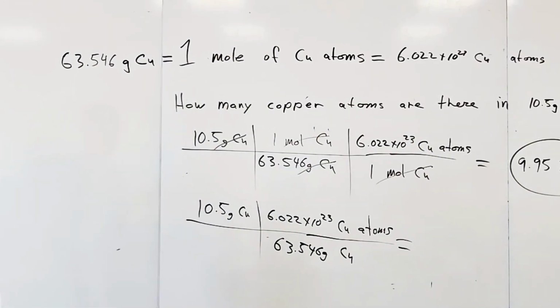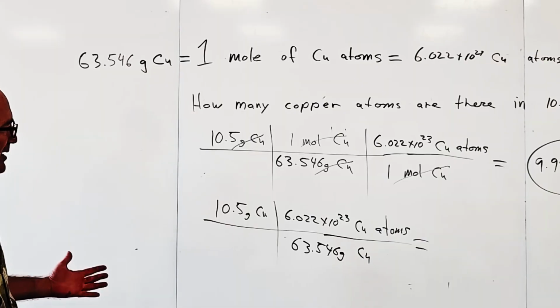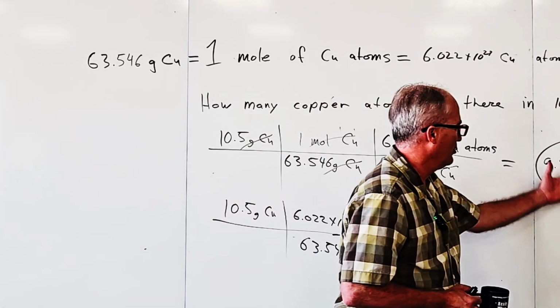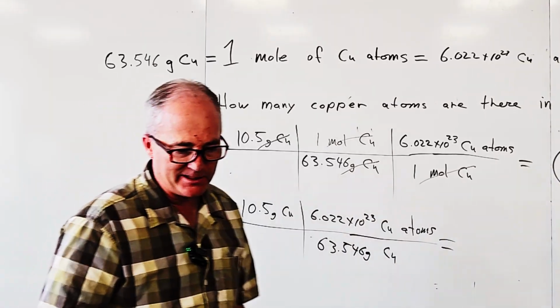Same thing here, maybe one less step. So 10.5 divided by 63.546 multiplied by 6.022 times 10 to the 23rd equals, there's our answer. And we might say, does it make sense? 10 grams is definitely less than a mole, about 6 times less. And 10 to the 22, that's smaller than 10 to the 23. So that should make sense.